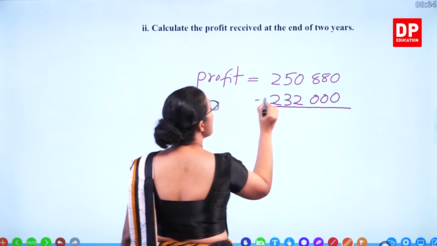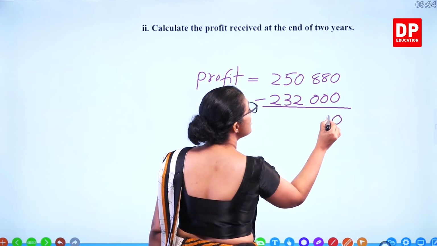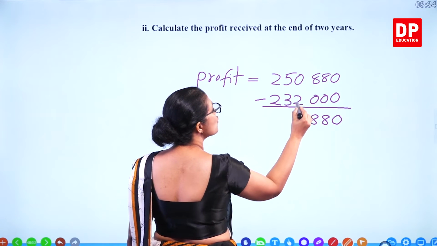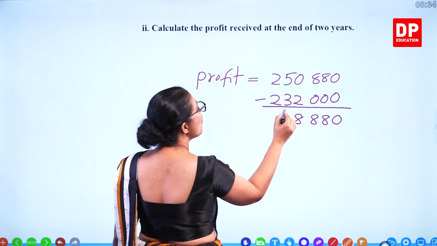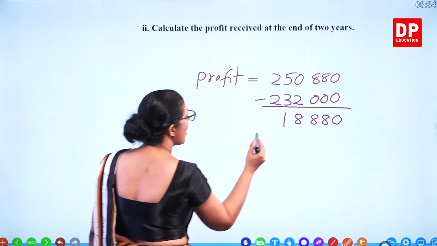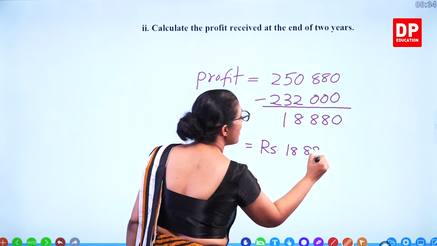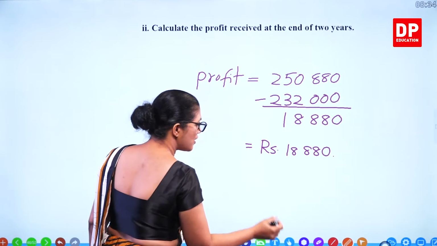So when you subtract, you get the profit. 0, 8, 8. 8 plus 2, 10. Here, 4, 5. 18,880 rupees. So that's the profit he gets.